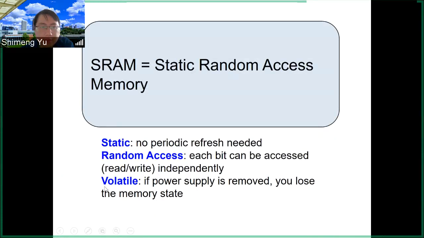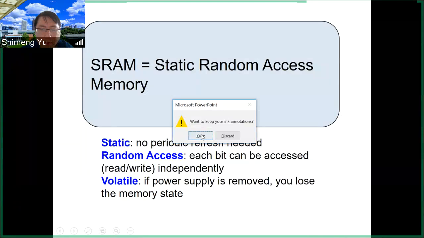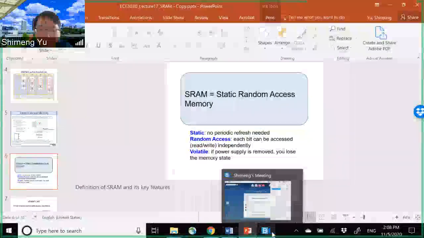And another feature of the SRAM is that it's a volatile memory. Volatile means if the power supply is removed, then you will lose the data. But as long as the power supply is on, then the data is static. The data will be there. But once you power off the chip, then your data will be gone. So this is volatile. So any questions so far? So those are the key concepts for the SRAM.